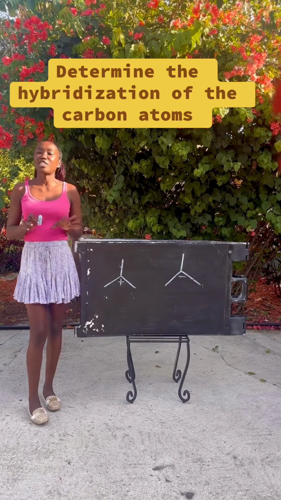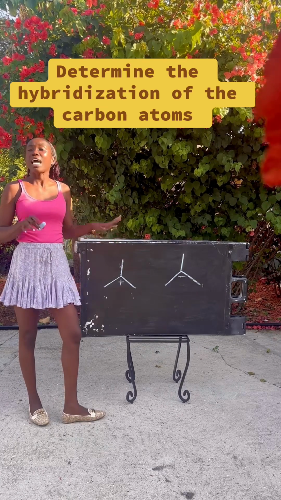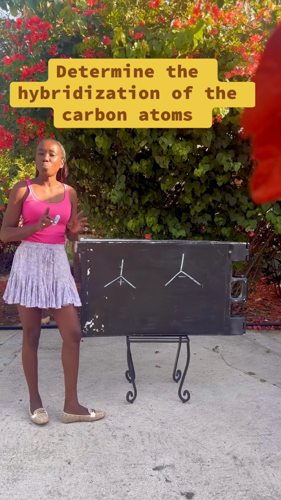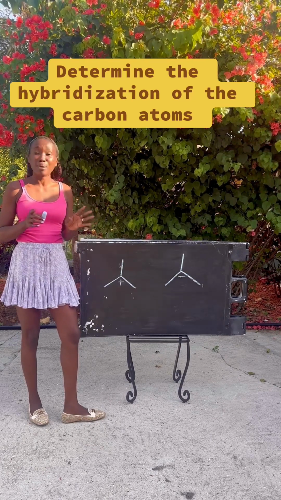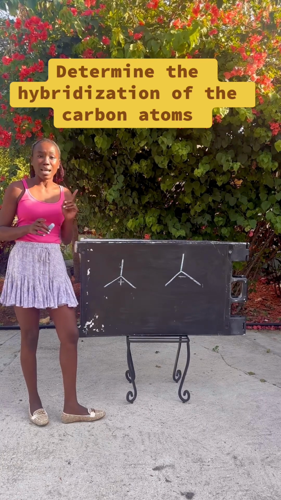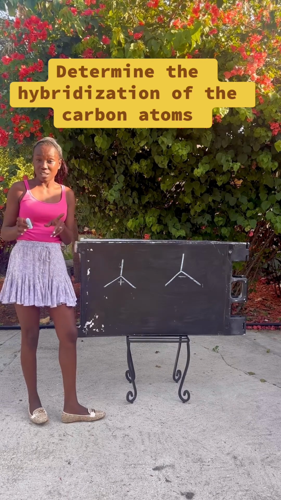Today we're asked to determine the hybridization of the carbon atoms in these two compounds. Hybrid orbitals are used to make sigma bonds and to hold lone pairs not used in resonance, right? So to determine the hybridization of an atom, you just count up the number of sigma bonds that atom has and the number of lone pairs it has that is not used in resonance, right?